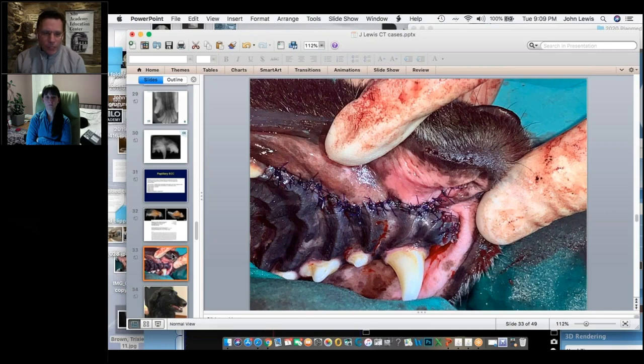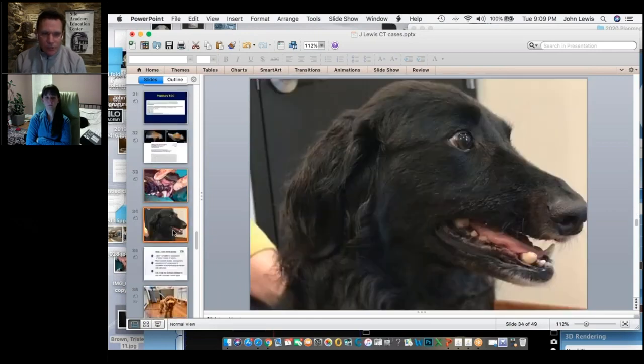So here's the closure of that site, and here's what she looks like post-op, a little bit dished in that area. And you can see we did a crown reduction of the right mandibular canine tooth so that it wouldn't poke into the surgery site while it was healing. And so if that lip fell inward, the upper lip wouldn't get traumatized from the canine tooth.